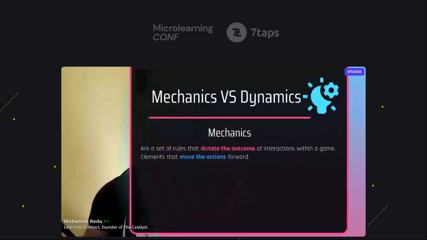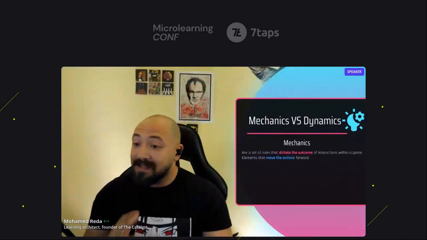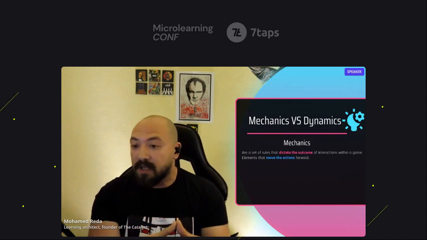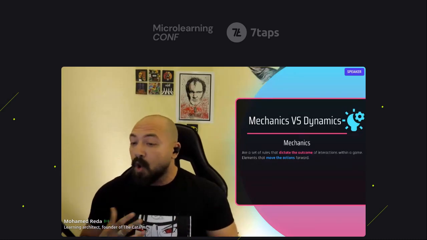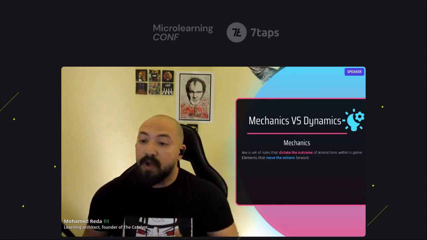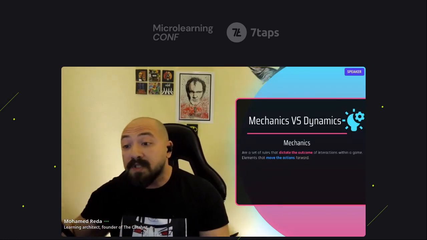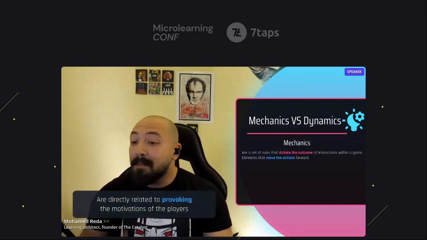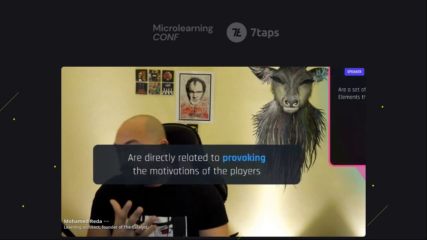Mechanics are the set of rules that dictate the outcome of the interaction within a game, elements that move the actions forward, something that we can use to let people act within certain constraints, or have the choice to do something, or we take the choice from them, or we offer them assessments, or we offer them means of skill progression, and so on and so forth. That can be represented in the rules, that can even be represented in the narrative itself. Mechanics are directly related to provoking the motivations of our players, which are the learners.